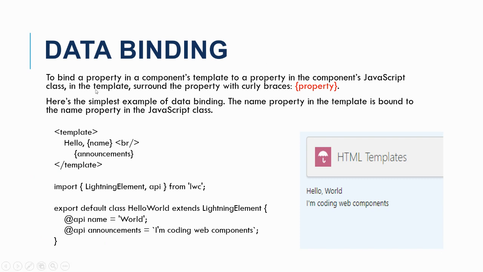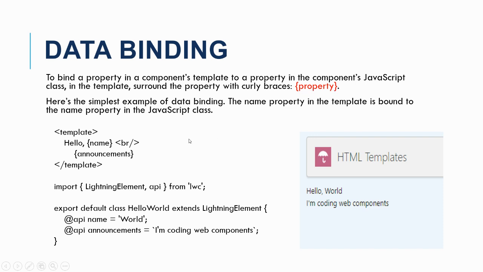Basically, it is used to bind a property in a component template to a property in a component's JavaScript class. As I mentioned, it is used for binding the JS and HTML files. The major thing we should notice is the syntax: the variable or the property which we are going to bind has to be enclosed in curly braces. So this is the syntax.